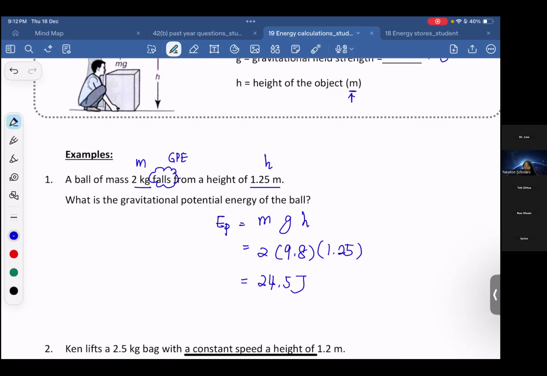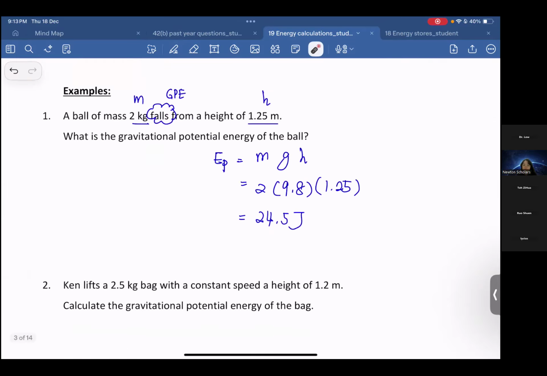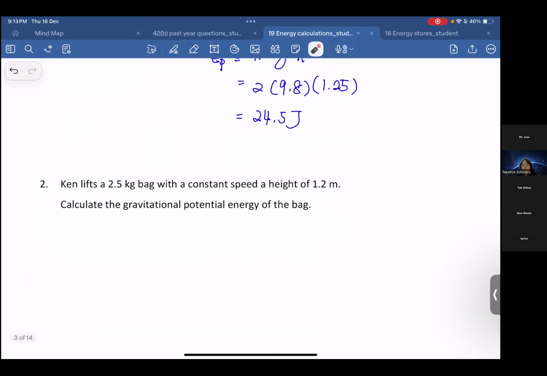Okay. So the question won't tell you what g is. We have to know 9.8. We have to identify mass in kg. The height is in meter. That's all. Press your calculator, then that's all. Megan, 24.5. Okay, thank you.